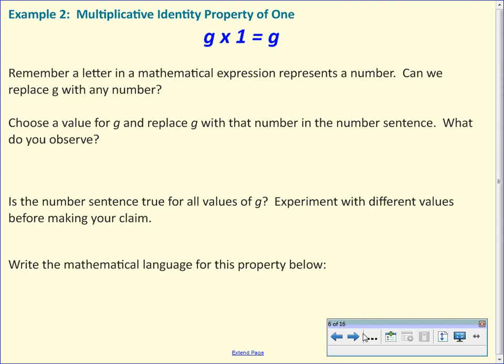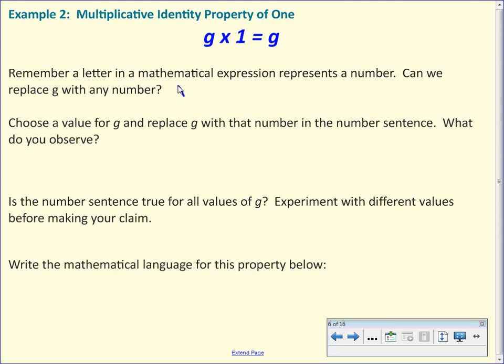This time, how are we keeping our identity? It's not adding 0. What can you say about looking at that example? Because we already said they're true. We tried them out with a lot of different numbers. Right, so multiplying by 1 works the same as adding 0. It keeps the same identity. So let's take a look at the questions. Remember that a letter in a mathematical expression represents a number. Can we replace G with any number?